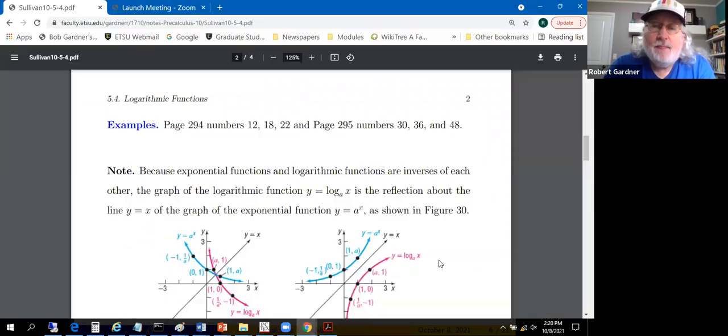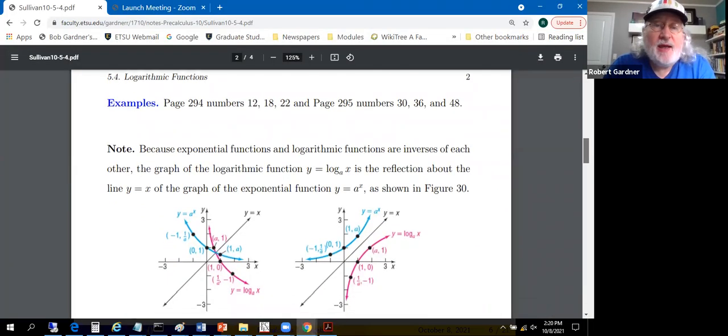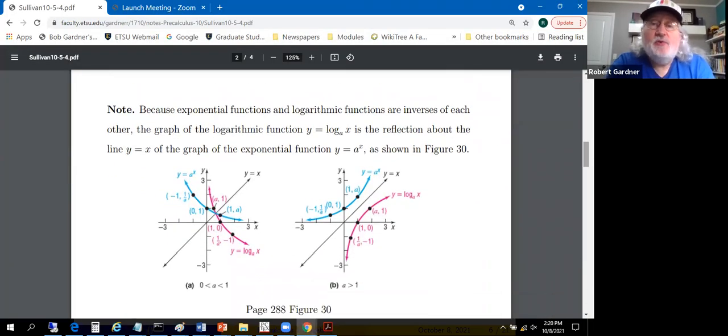Back to the notes. Let's look at graphs. Exponential functions and log functions are inverses of each other. So if we graph y equals log base a of x, we do so by reflecting the graph about the line y equals x, the exponential function y equals a to the x. Well, you know how to graph y equals a to the x. Let's start with this picture on the right.